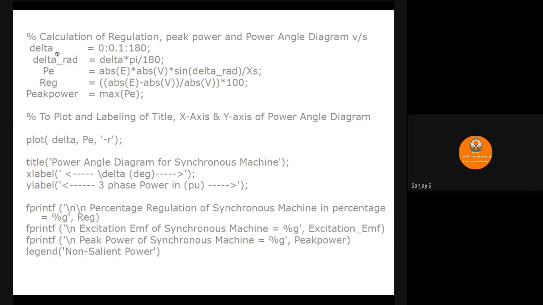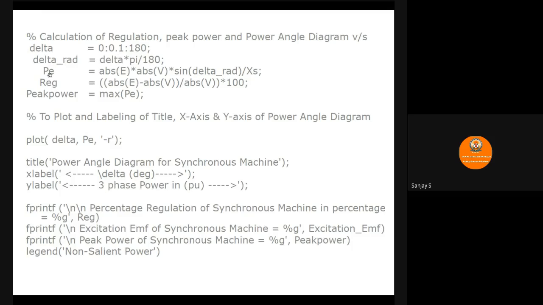Then in the next step, the next few steps are for plotting. Whenever you have to plot any curve, already you have seen how to plot curves in your control system lab in the previous semester. So generally whenever you want to plot any curve, first you will have to define the x-axis variable, then the y-axis variable, then you will be using the plot function. So delta is a variable which will start from 0 in steps of 0.1 up to 180 degrees. Then in the next step, I'm converting delta into radians. Delta in radians will be equal to delta into pi by 180.